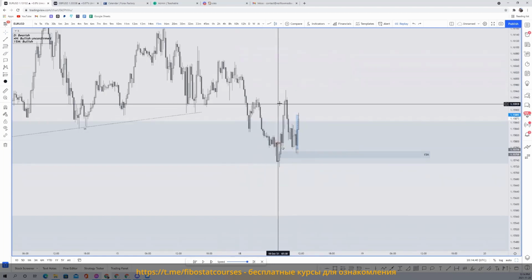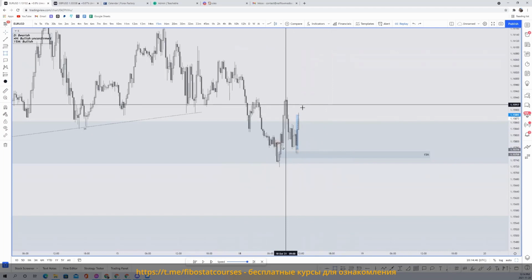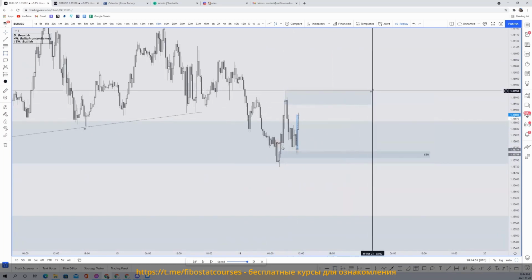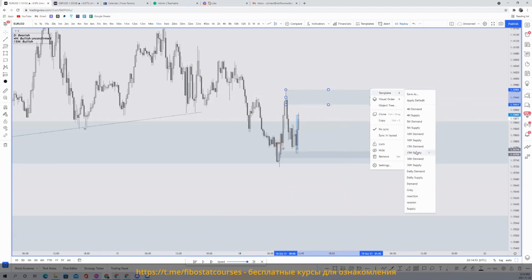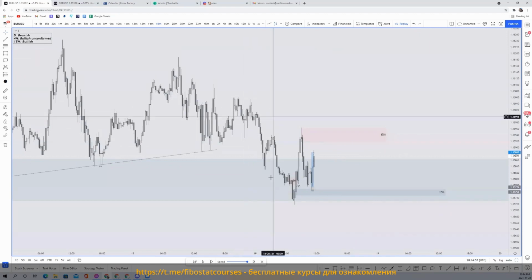So all we're doing here is identifying the weak high, which is also a supply zone on the 15. So that'll be a 15 supply here. Now, alternatively, we have the next supply zone kind of here.